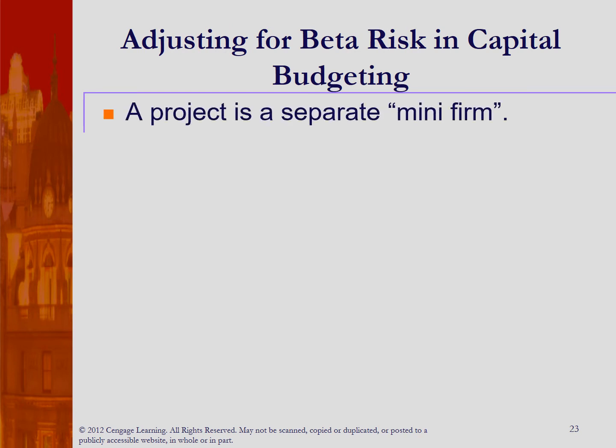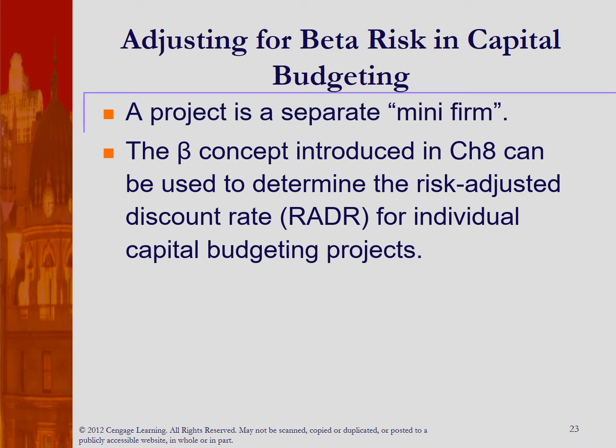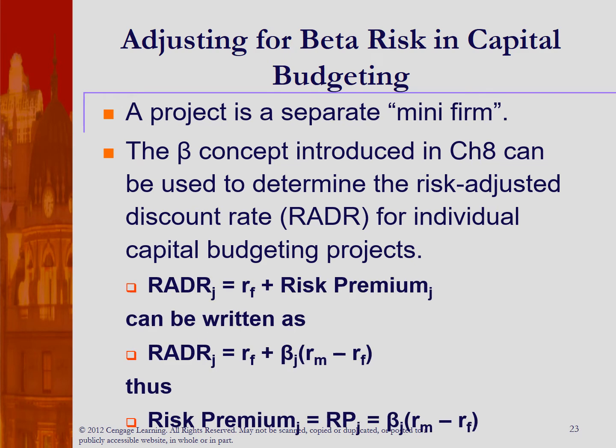A project can be viewed as a separate mini firm. The beta concept introduced in Chapter 8 can be used to determine the risk-adjusted discount rate for individual capital budgeting projects. So, the risk-adjusted discount rate for the project J can be written as the risk-free rate plus the beta for the project J times the market risk premium.